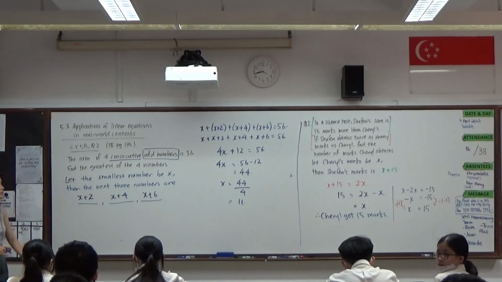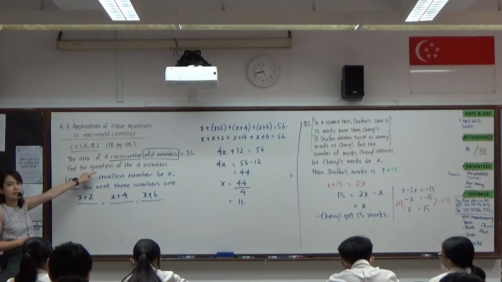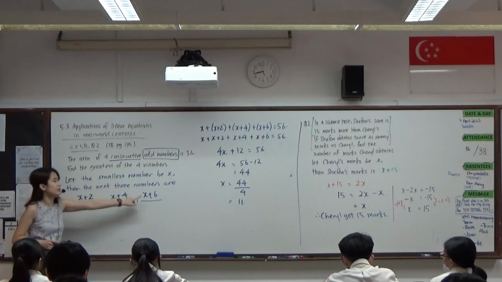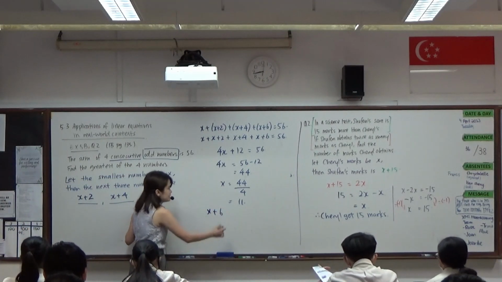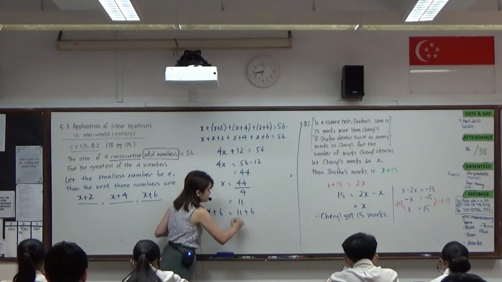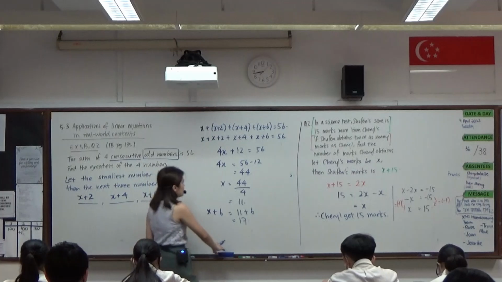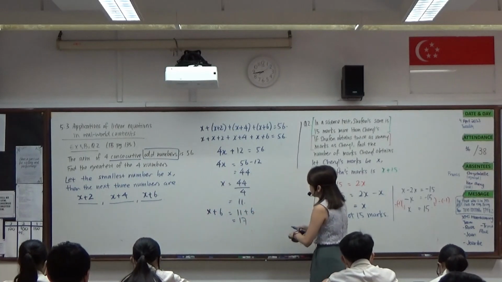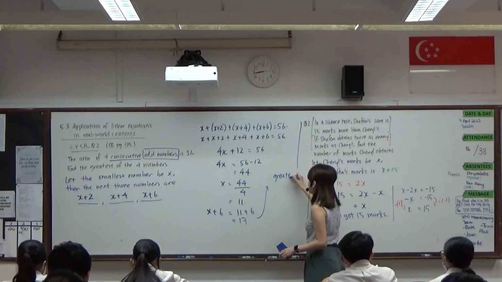But is this what the question wants us to find? No, right? The question wants us to find the greatest one. So the greatest one will be x plus 6, and we still need to go and find x plus 6. That will be 11 plus 6, which is 17. And therefore the greatest number is 17.